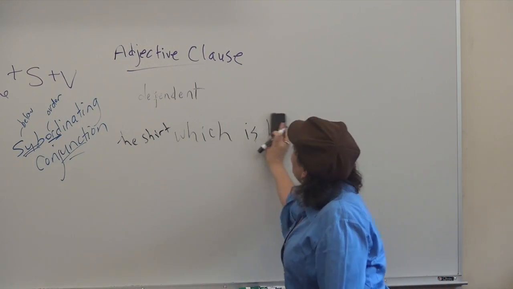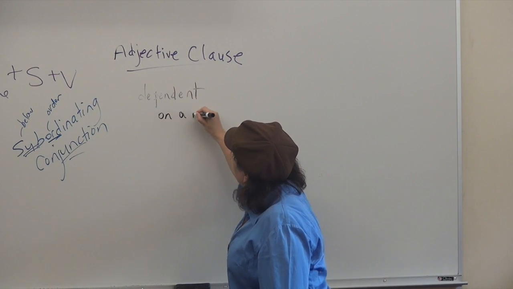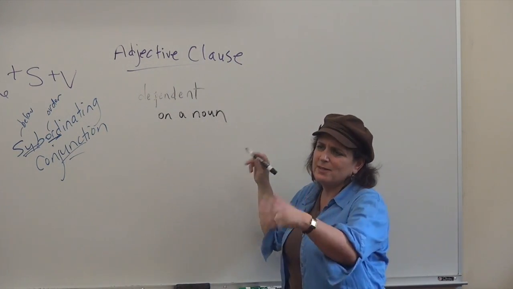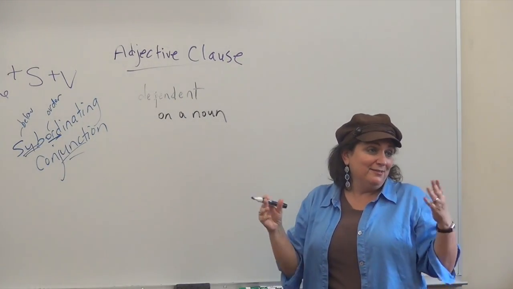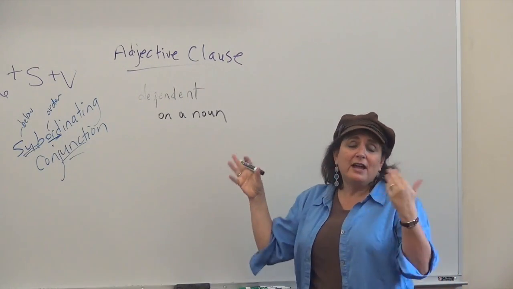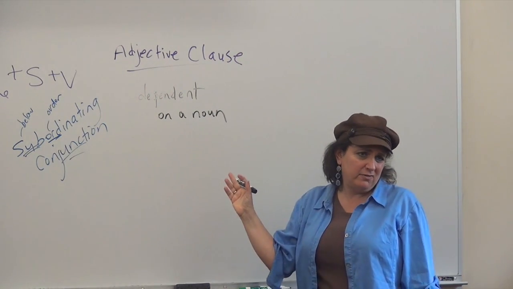Okay, so it's definitely dependent. It's dependent on a noun. A noun can be the subject, the object, I don't care about that. It's dependent on a noun. Which noun? The noun that it's following, the noun that it modifies, cannot exist by itself.